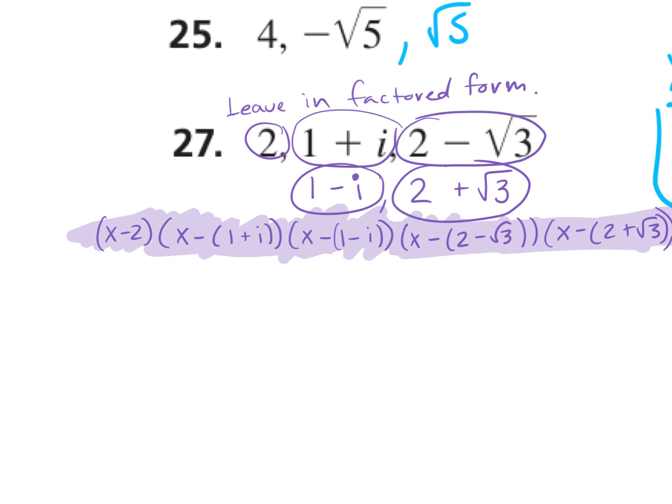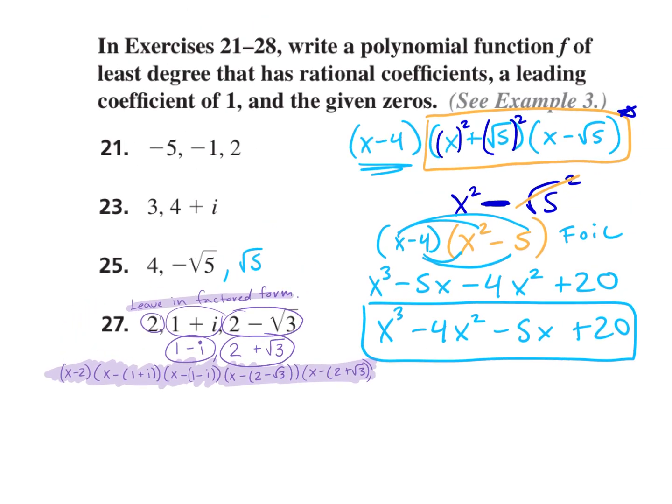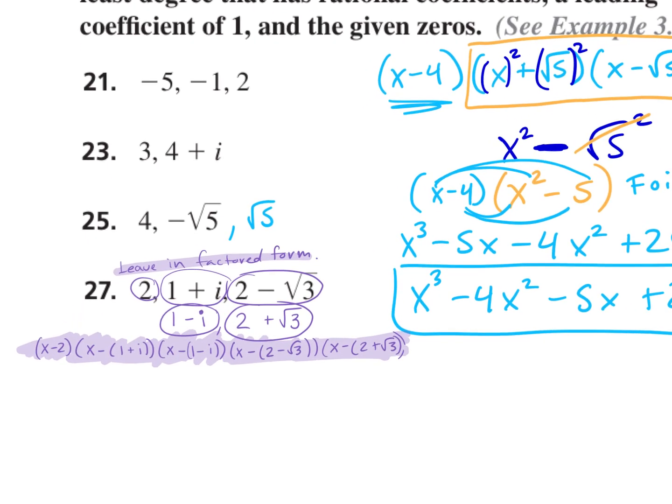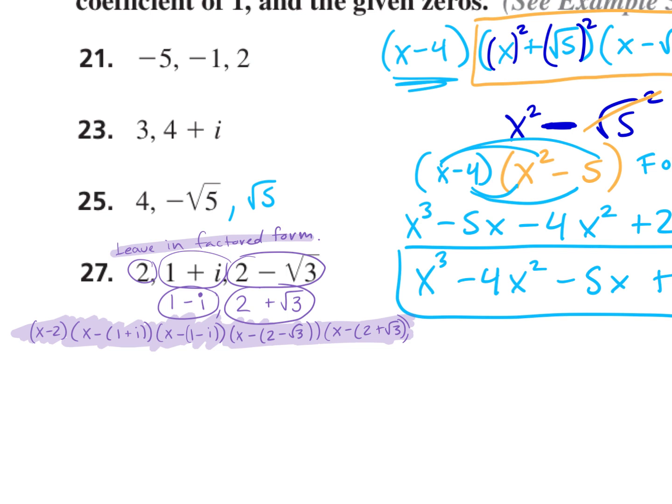So again, on your test tomorrow, just make sure you read the directions. One of them will say leave in factored form, so you don't multiply it out. The other one of these will be just like the directions here. We'll say find the polynomial. So you would actually have to multiply it out. You will have one of each, so just make sure you read the directions. One of them you don't have to multiply out. Don't waste your time multiplying all of this out.